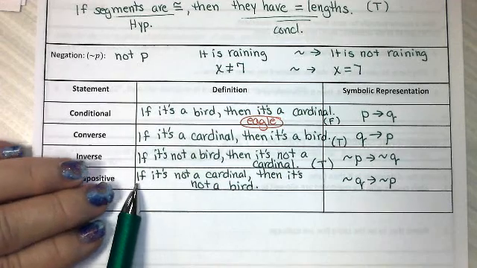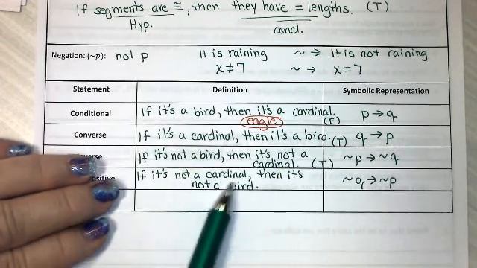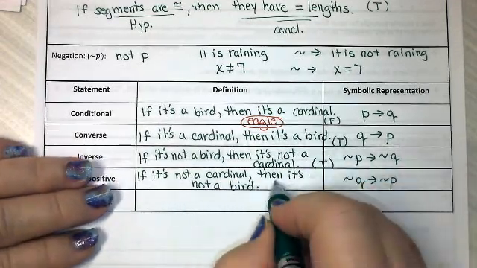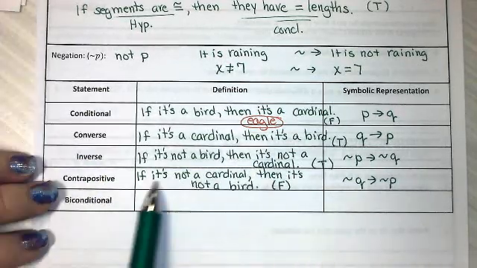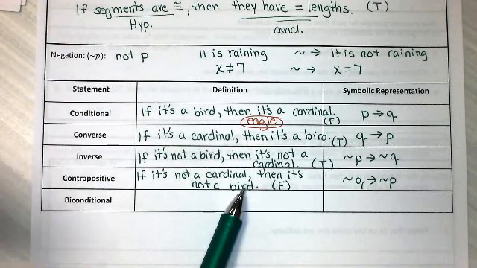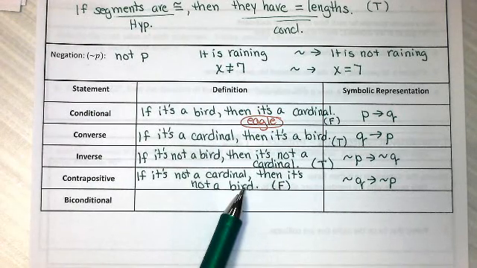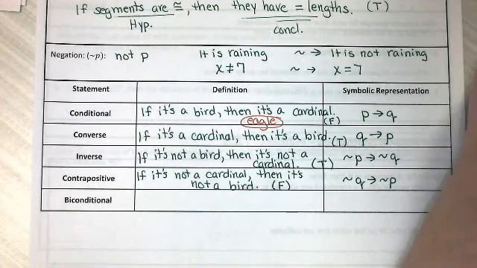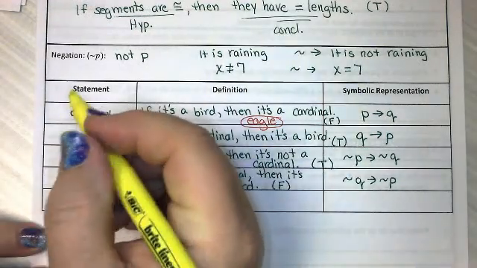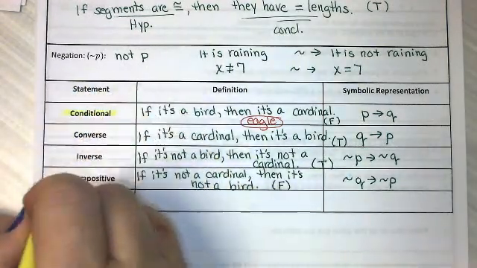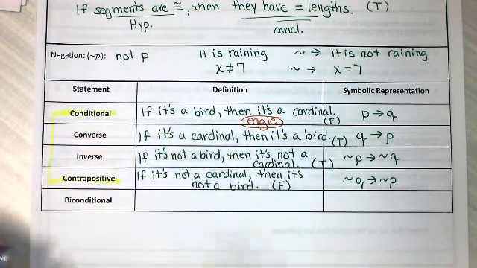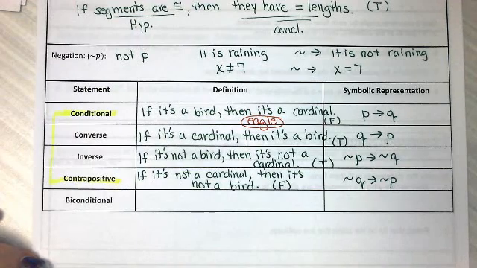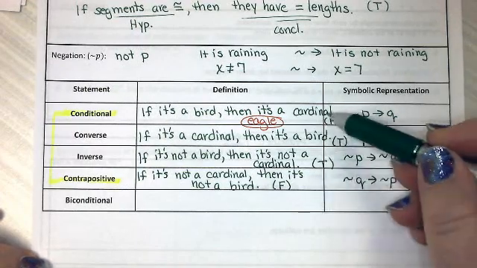And I think you can tell, just because it's not a cardinal doesn't mean it's not a bird. That's a false statement. And we could go back to our eagle. An eagle's not a cardinal, but it's a bird. So some interesting things to notice here. Notice that your conditional and your converse had the same truth value. They were both false.